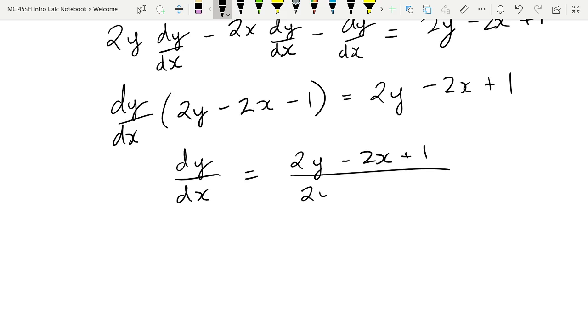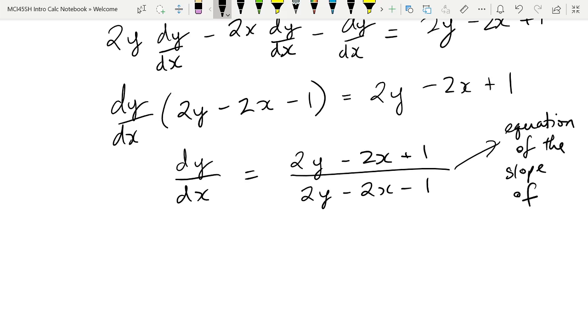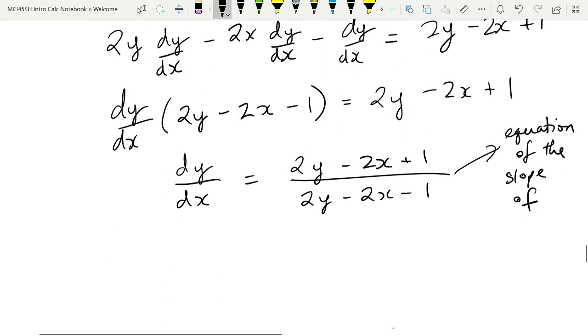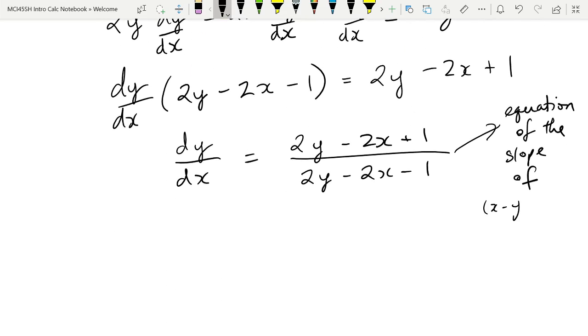And there we have it. That is the simplest expression I can get right now for the slope of, and what was the equation again? I've already forgotten. It was x minus y squared equals x plus y minus 1.